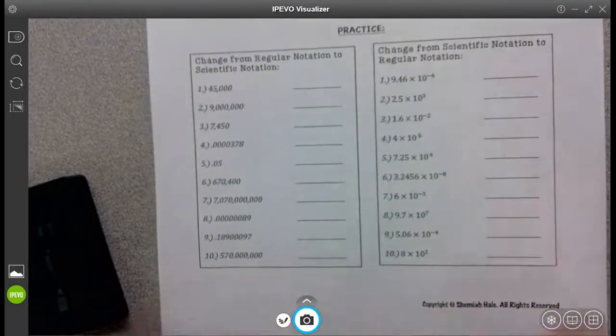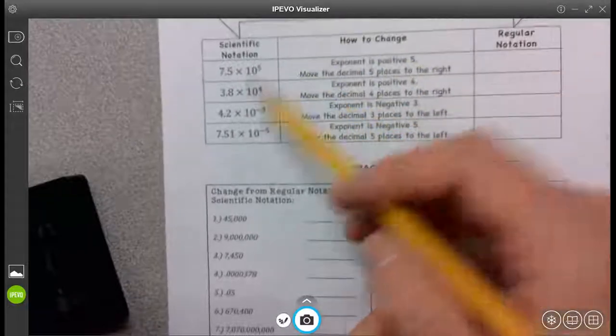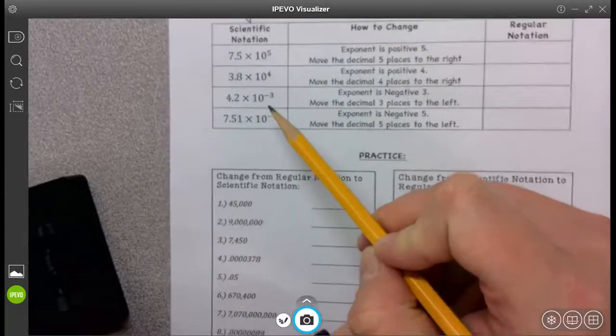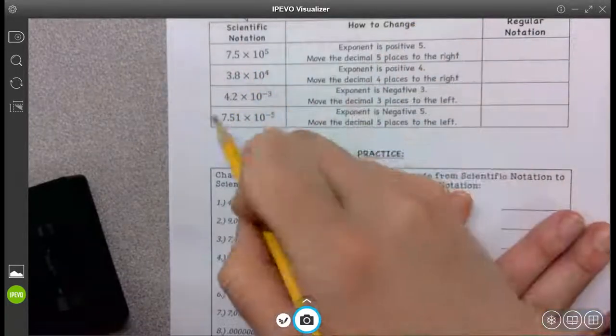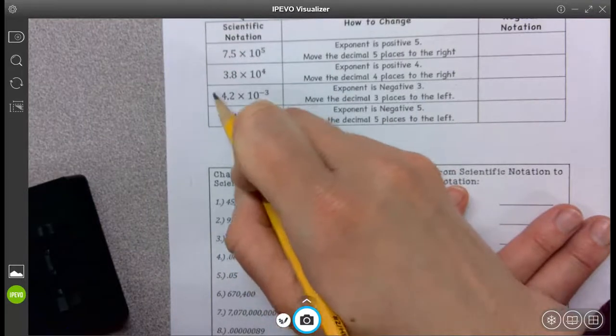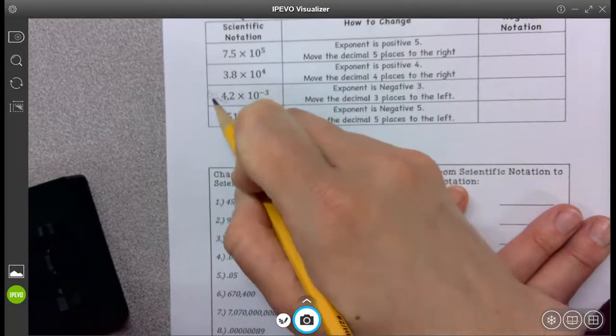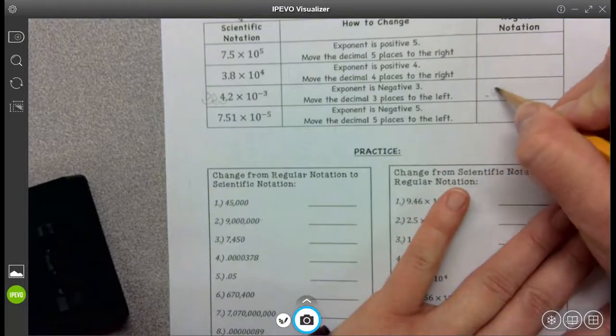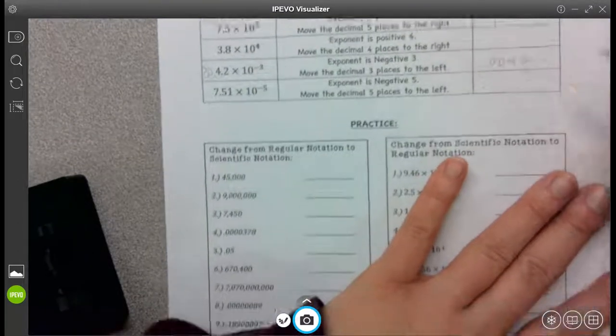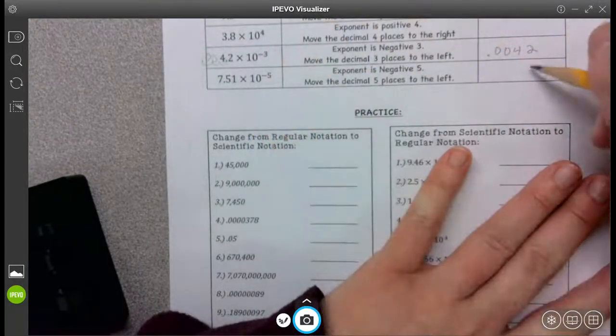Let's try one on each spot. So I'll pick one from up here. Okay, it's negative. The negatives trip people up. So it's 3, but I'm going to move it over here. 1, 2, 3. So my answer is 0.0042.